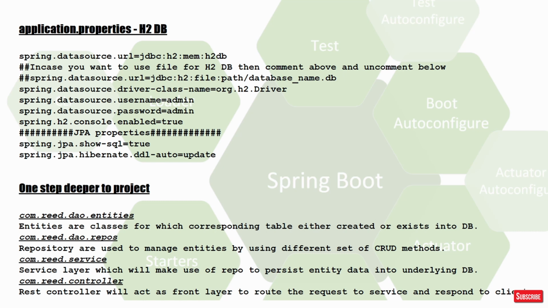Now com.read.controller is where we will have our REST controller, which will act as a front layer to route the request to the service and respond to the client. So this is how your project structure will look like. Now without further ado, let's go to the system and start our project.